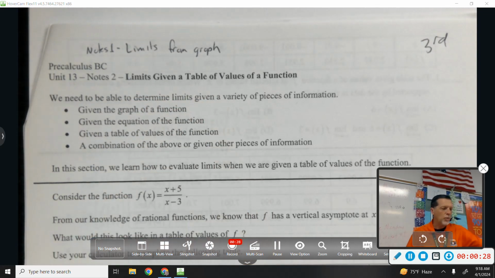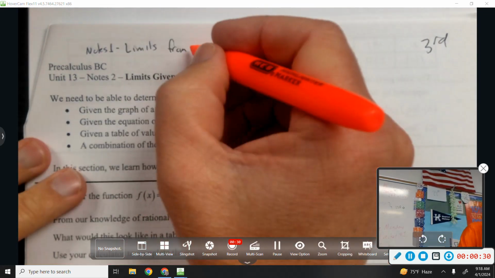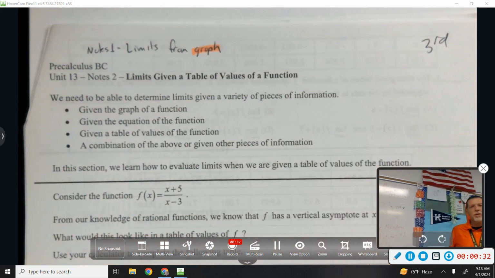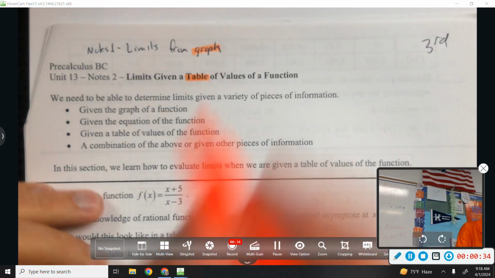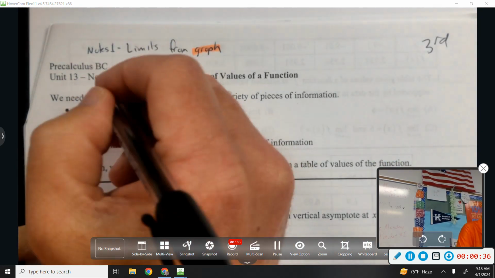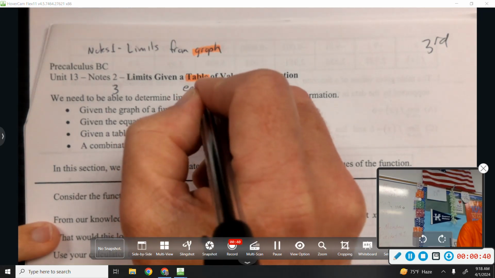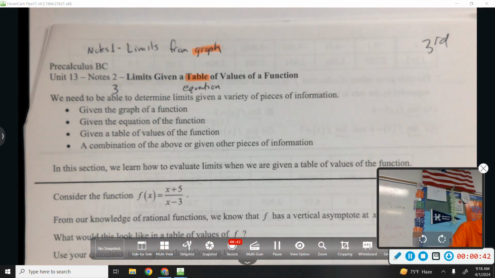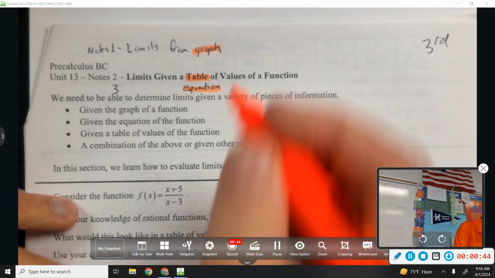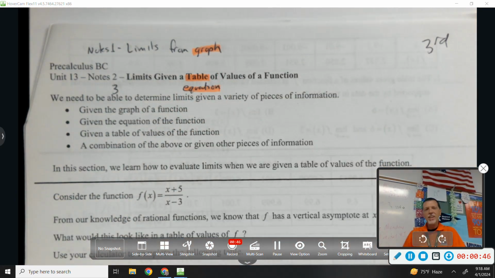given a table. So Monday was from a graph. Today is from a table. And just a little heads up, notes 3 will be limits from an equation. So we're sort of gradually stepping up in difficulty. Thursday was, hey, here's just a picture. Look at the picture. Today is, here's a table. So you got to think a little bit more. And then tomorrow we got to think a lot more when we have an equation.